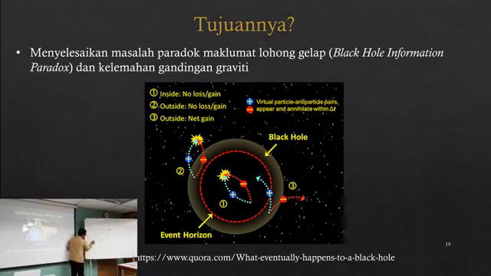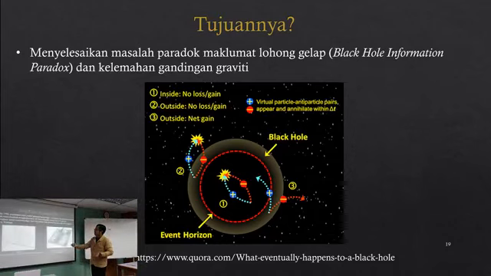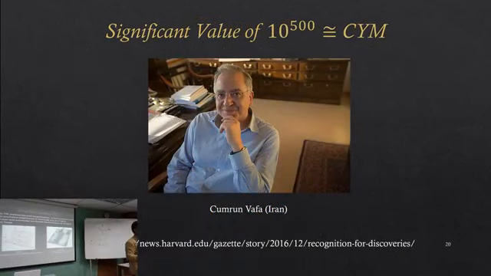Okay, you know string landscape? You ada landscape kan? Landscape you ada apa? Taman-taman kan? Okay, diorang namakan 10 kuasa 500 ni kepada string landscape. Okay, kita akan lihat nanti macam mana rupa string landscape tu dan how the model of the extra dimensions can be related to this string landscape after this.